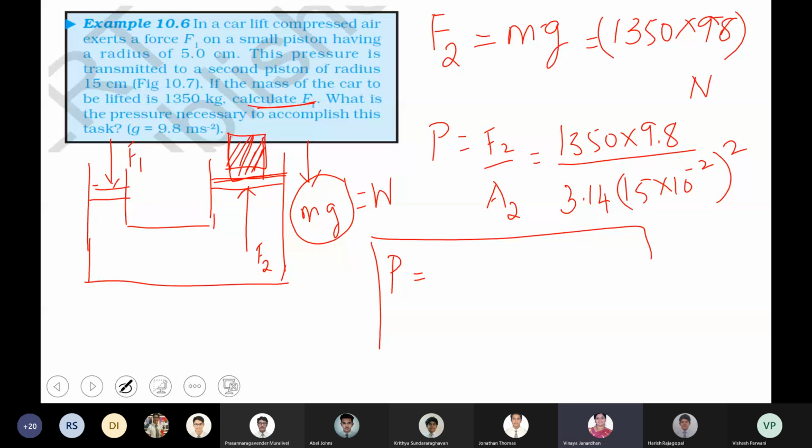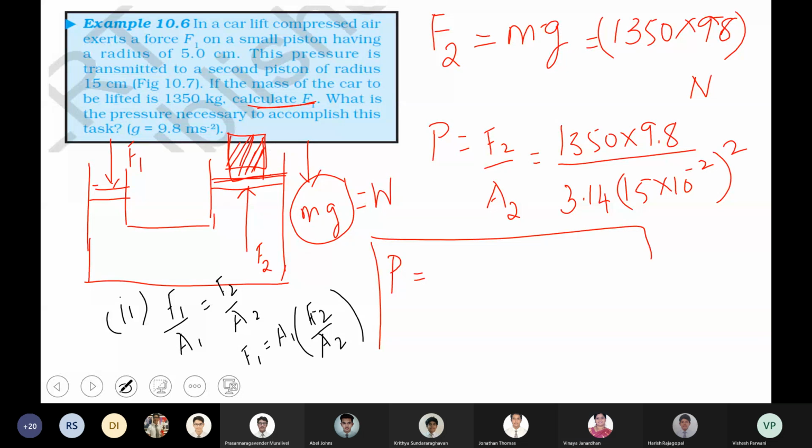The second part, you will do it as homework, boys. F1 by A1 is equal to F2 by A2. This is Pascal's law. So F1 becomes equal to A1 into F2 by A2. This you can do by yourself. I'm just doing the first part, calculating the pressure. You can do that.